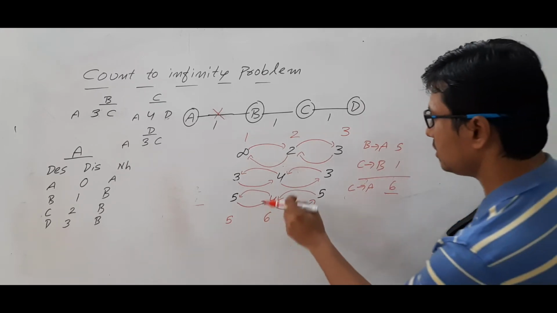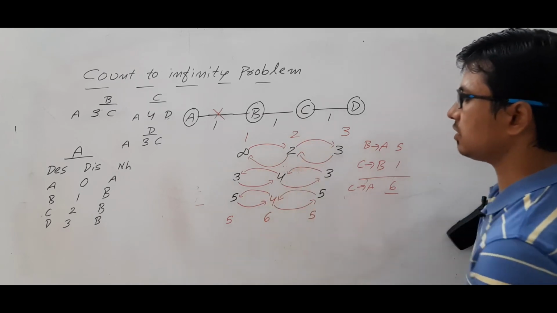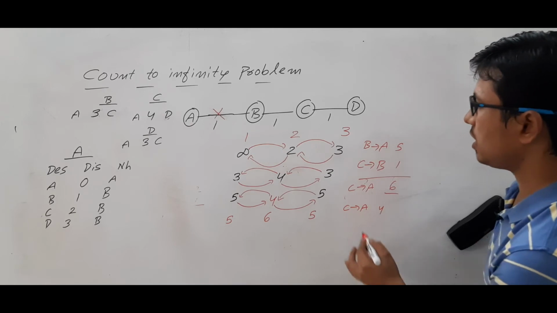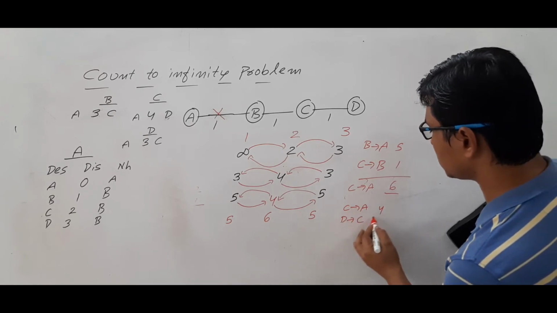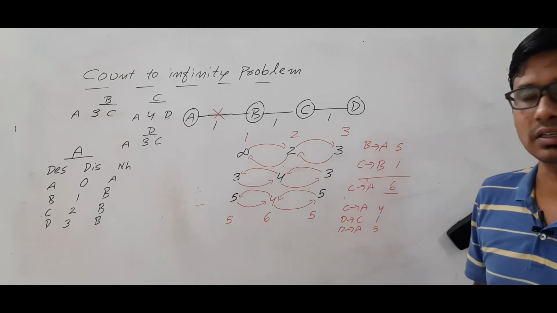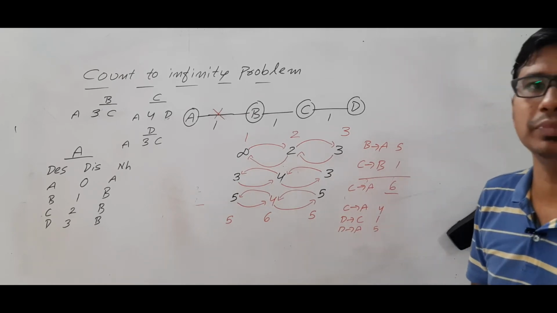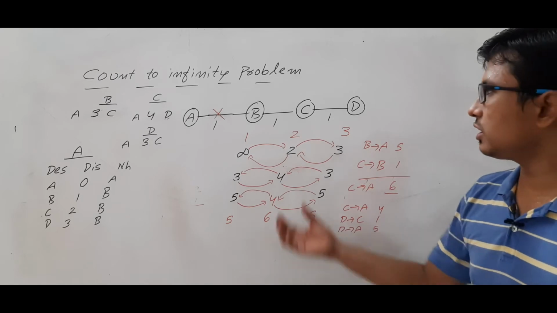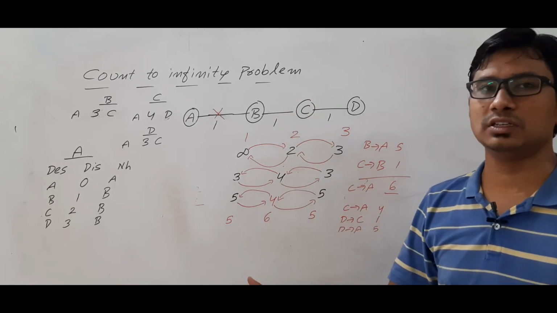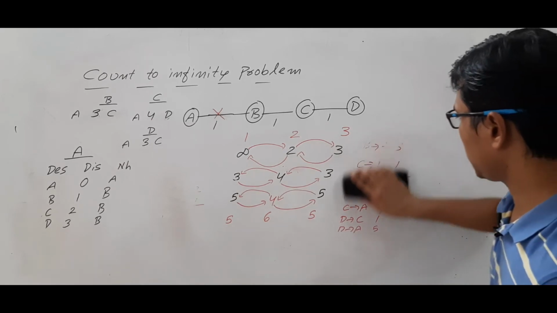How am I writing? C is sending the information that C to A distance is 4, and D knows that D to C distance is 1. So D to A distance will be 5 via C. Are you able to understand? I am just updating the routing table of each router based on the distance vector information received from its neighbors.